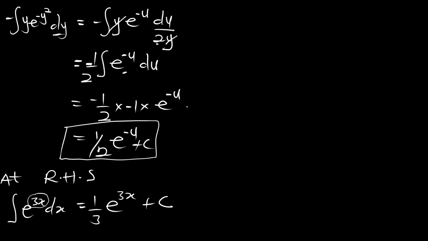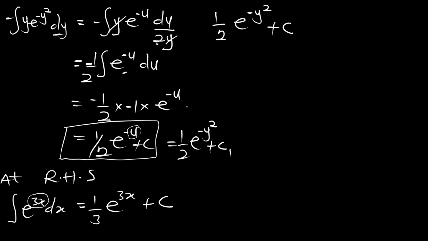So now we can equate from the left hand side. We are having half. Let's replace this u by its original parameter, which is half e^(-y²) plus c. So that is e^(-y²) plus c, call this c1, call this c2, equal to the right hand side, which is 1/3 e^(3x) plus c2.